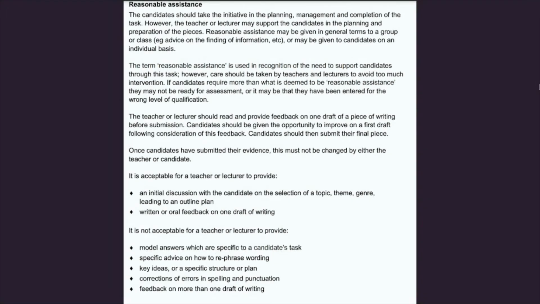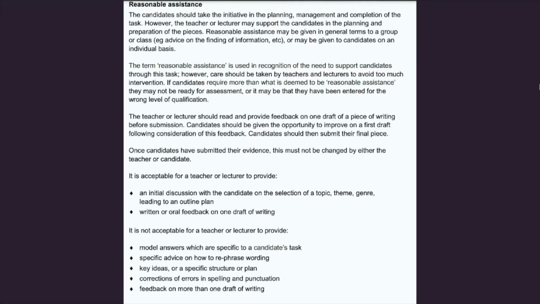So, just quickly, once again, quick disclaimer, the SQA do have rules about reasonable assistance and how much help you can get from your teacher. So remember, they can have a discussion with you about your topic, your theme, genre, help you with your outline plan, and give you written feedback on one draft of writing. But they can't give model answers which are specific to your essay. They can't tell you what to write. They can't tell you specifically how to rephrase something.